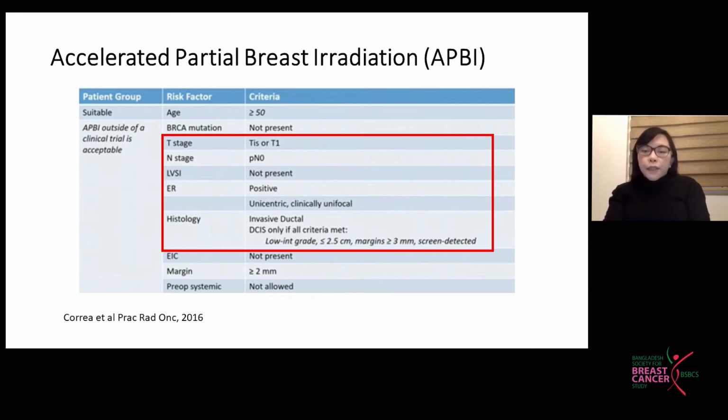So again, you should look at the population of patients who you see in your clinic. For me, in our country, probably the majority of patients will not be suitable for APBI and will fall into the unsuitable category because we mostly see locally advanced cases. So when you see a patient, the first thing to think about is: is this patient potentially a candidate for partial breast irradiation based on these criteria?